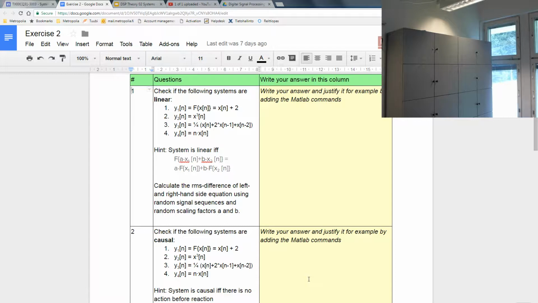And the question is, if you take that one and run the same signals through the system separately, scale the output and sum, which is then a times the system function of x[n] plus b times the system function of y[n]. The question is, are these two outputs the same?